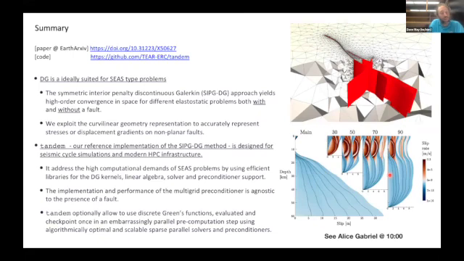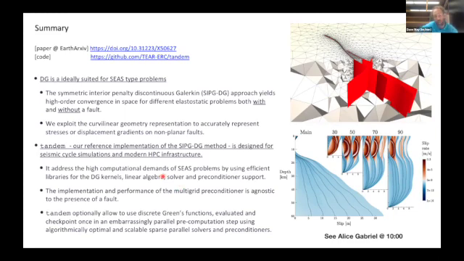So in summary, I think we've gone through the DG formulation for SEAS. We talked about symmetric interior penalty methods, and we showed some examples that illustrate that it is yielding high order convergence in space for different types of problems with and without faults. We've given you some examples of how the curvilinear representation of geometry is useful, and what the consequences of not using a high order representation of geometry are in the context of curved faults, and in particular how that manifests itself in the gradient of the displacement field, i.e. stress. We talked a little bit about our reference implementation tandem.